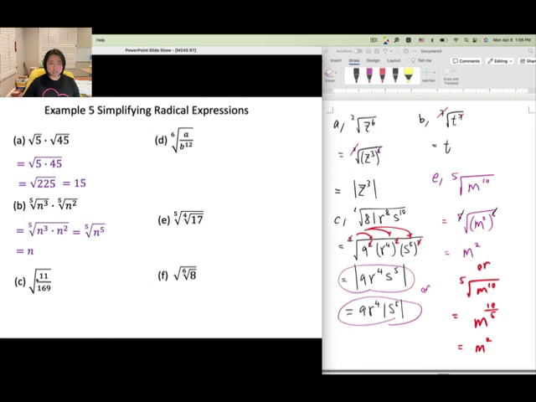Okay, this guy, 11 over 169. So I could break it down with the square root of 11 over square root of 169. And you can't do anything for square root of 11, but this is gonna be 13, right?